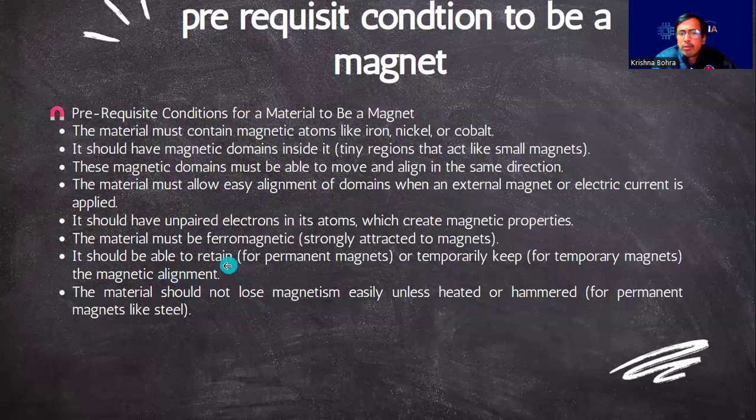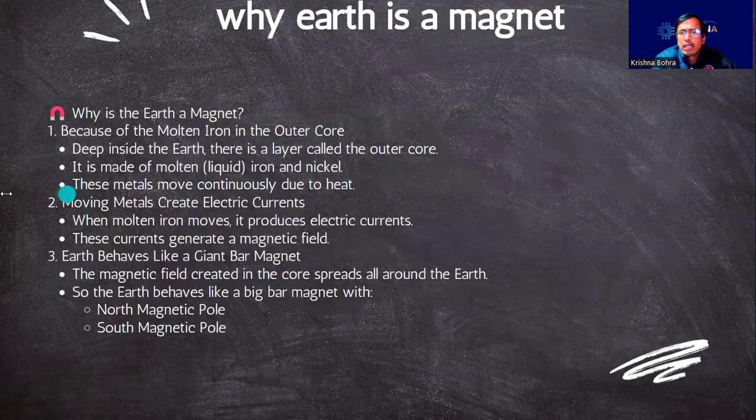It must be able to retain the magnetic property, that is a permanent magnet, and have the ability to lose the magnetism, that is a temporary magnet. The Earth also has this particular magnetic property. Why? Because it has different elements which are permanent magnets, paramagnets, ferromagnets, etc. So from here we can say Earth satisfies all the prerequisite conditions for any material to be a magnet. So we can say that our Earth is also a magnet.